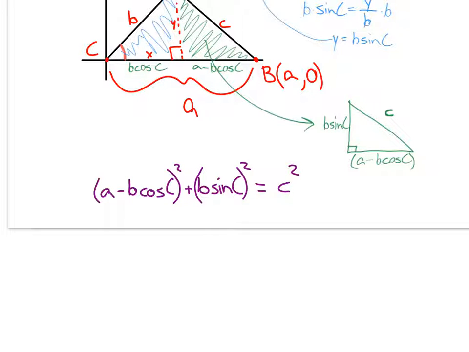Okay? In order to square a minus b cosine of C, what do I have to do? A squared minus 2ab cosine C plus b squared cosine squared C. Okay? Yes, we are foiling. Do be careful, we would have to foil that. Alright, but that's what we get.